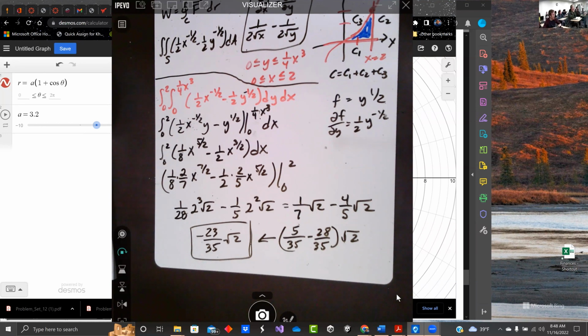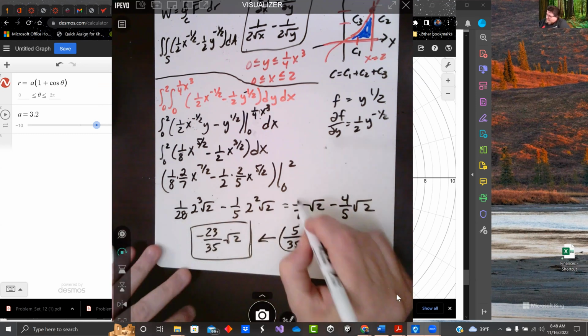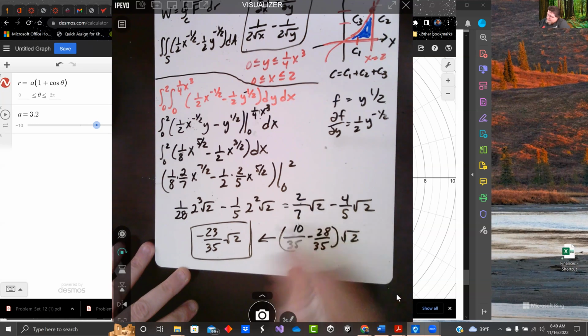2 cubed over 28. Are we gonna go over which part? The 2 cubed over 28. Oh, that should be 8. It'd be 8/28. That should be a 2/7. Would you double check it? Yeah, that's a 2/7. There you go. That makes this a 10. That makes this a -18.